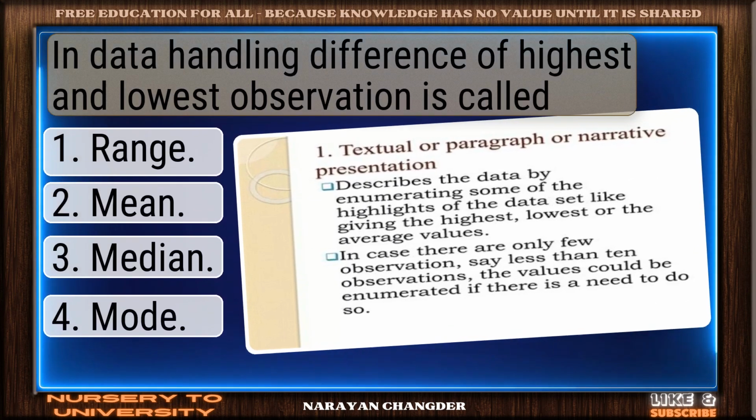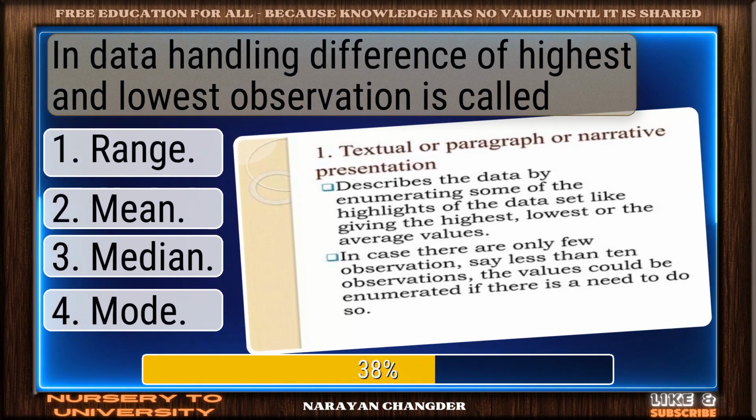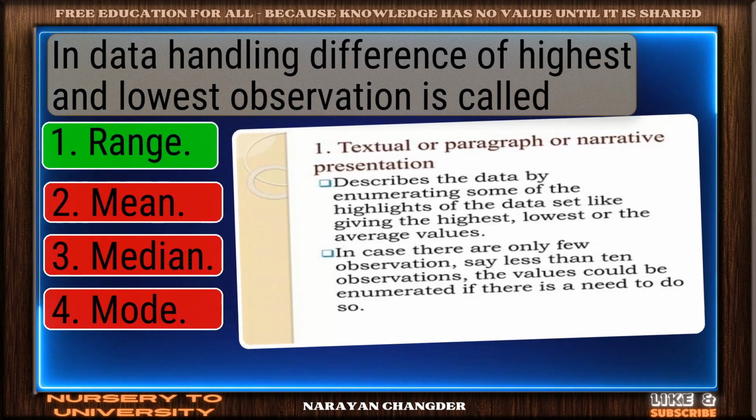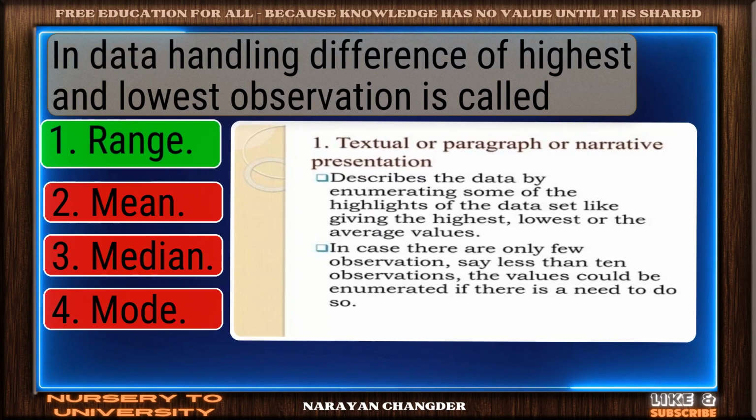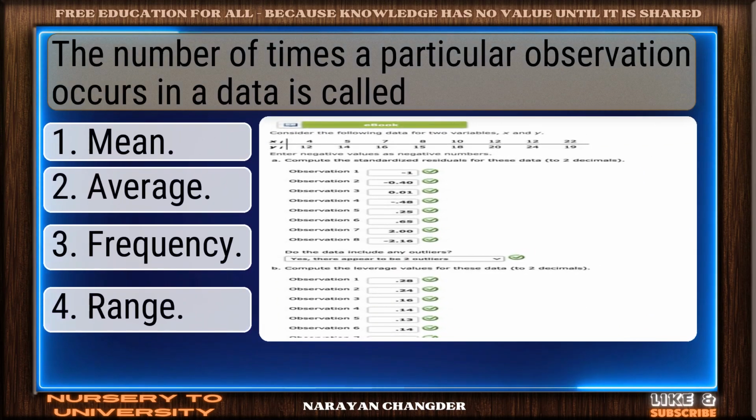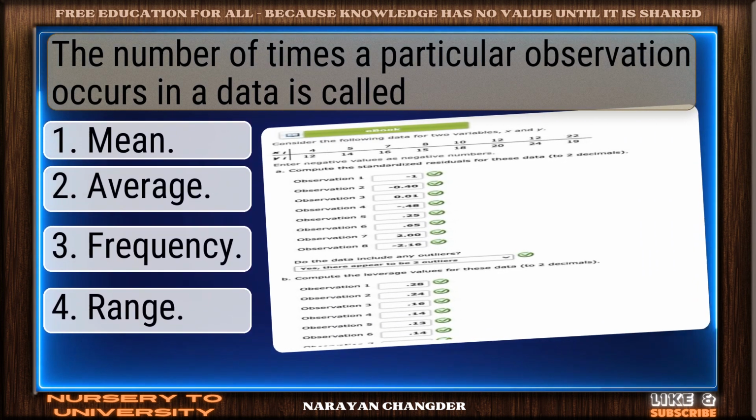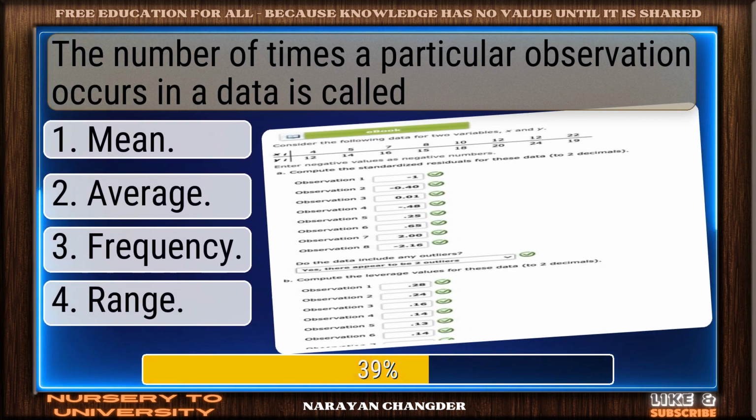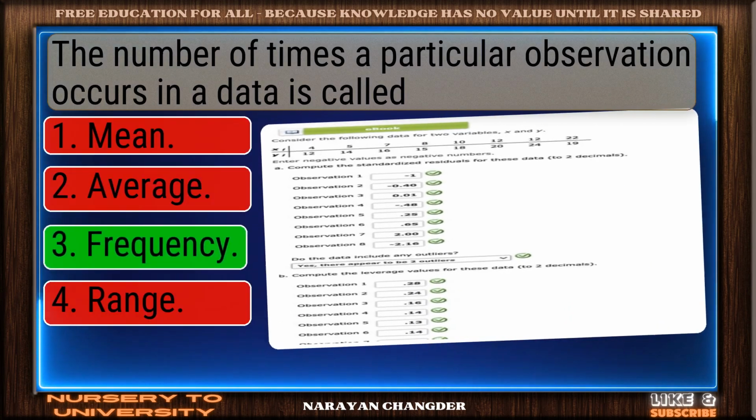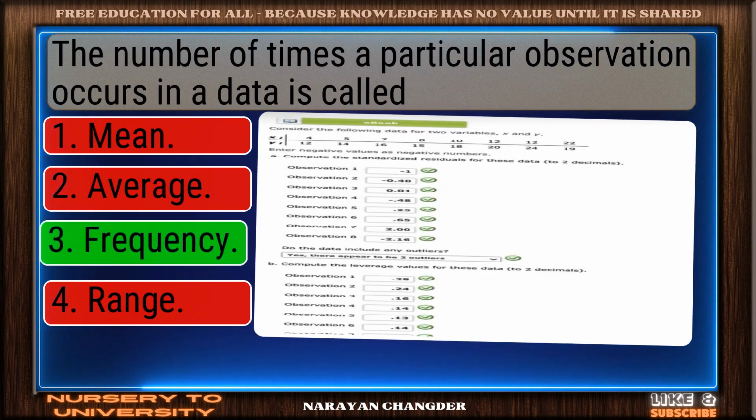Question number 72. In data handling, difference of highest and lowest observation is called. You chose range, and it is correct. Question number 73. The number of times a particular observation occurs in a data is called. Sharp thinking. Frequency is the right choice.